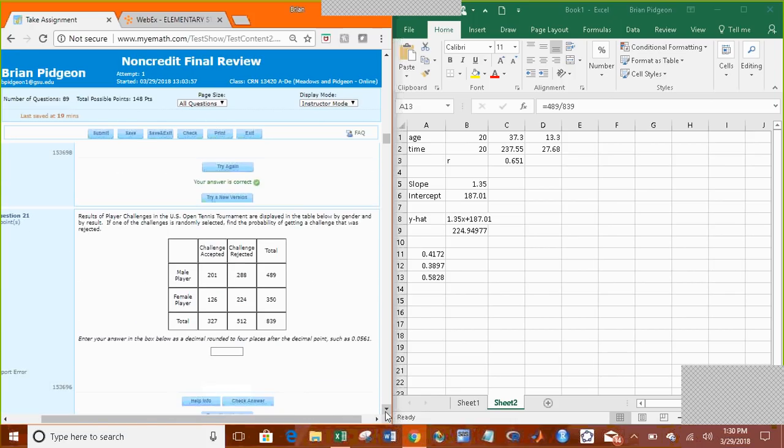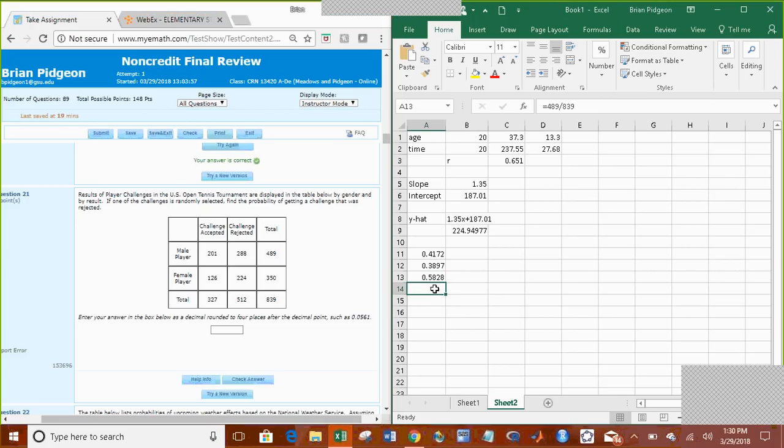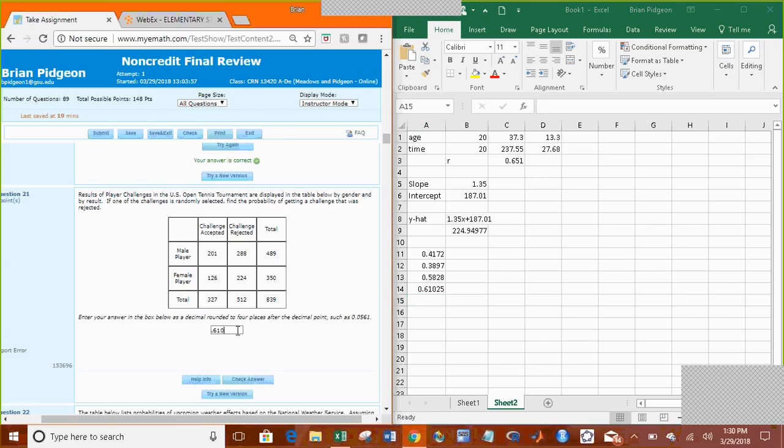Okay. Same exact data set. If one of the challenges is randomly selected, find the probability of getting a challenge that was rejected. Alright, so that's our second column. 512 total were rejected out of 839. So, 0.6103.